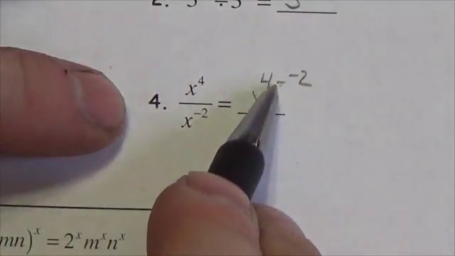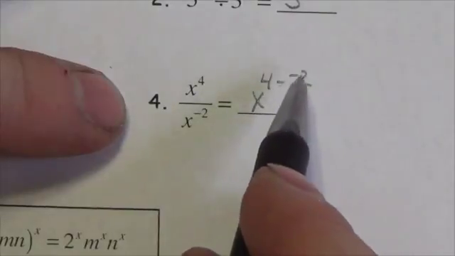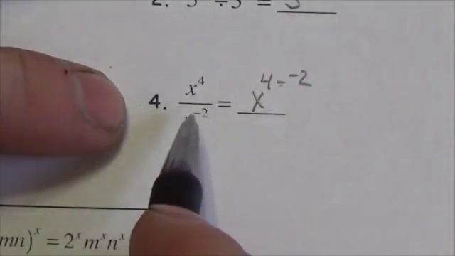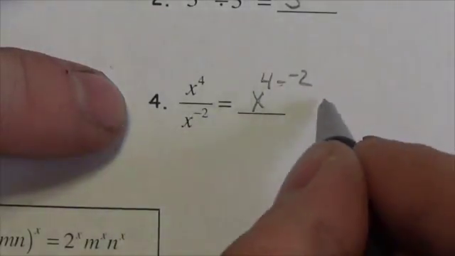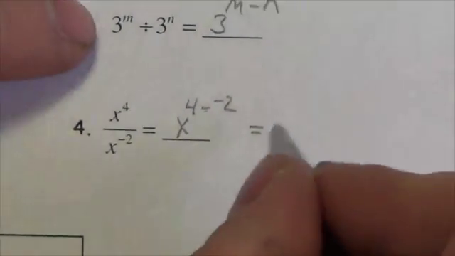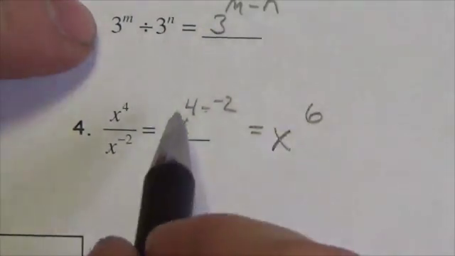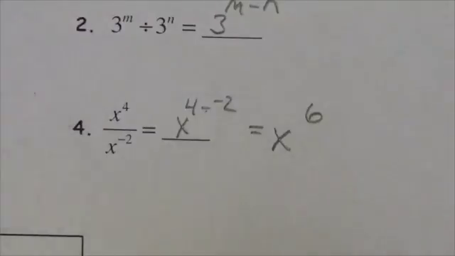That negative right there is the result of the division. That negative right there is because of the negative that's right here in the exponent. And so now this is going to get me x to the 6. 4 minus negative 2 is 6. You've got to remember the rules of integers there.